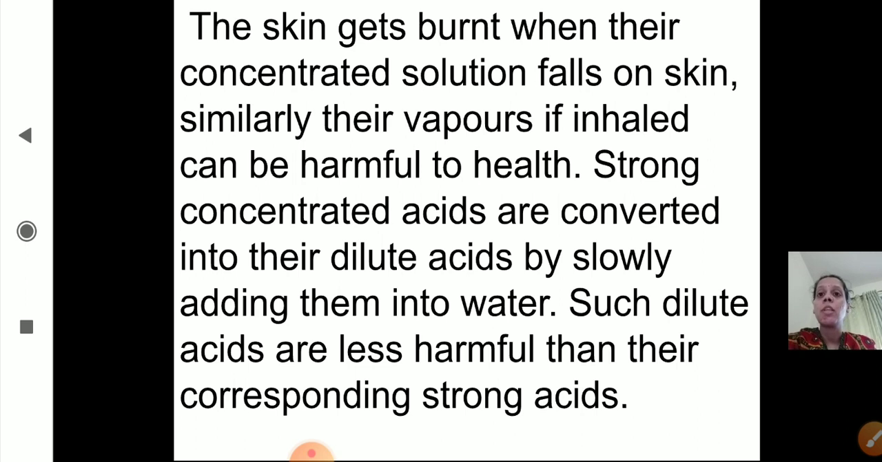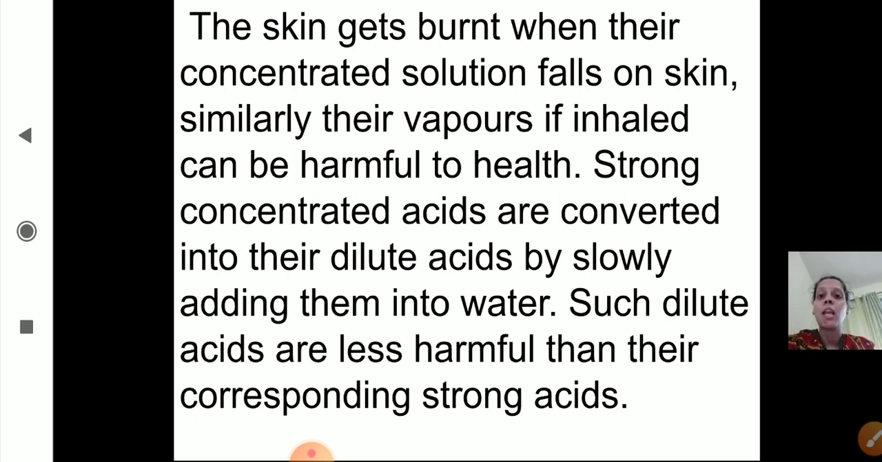Similarly, their vapors, if inhaled, can be harmful to the health. Strong concentrated acids are converted into their dilute acids by slowly adding them into water. Such dilute acids are less harmful than their corresponding strong acids.